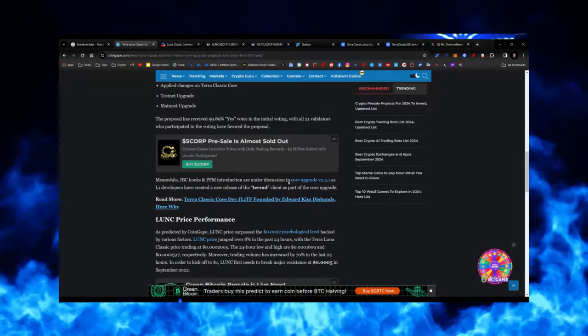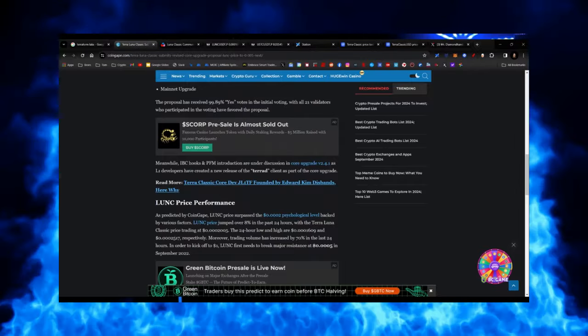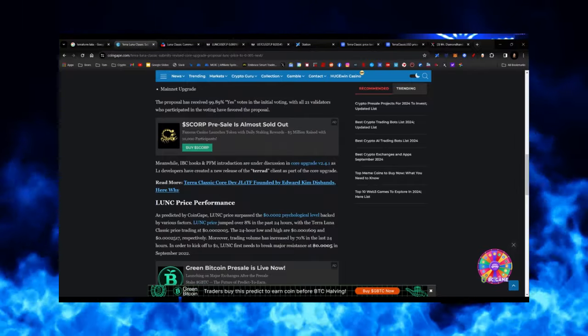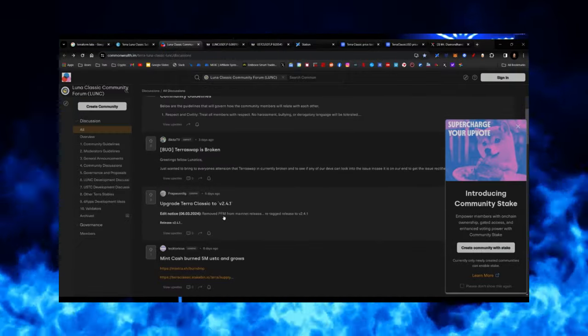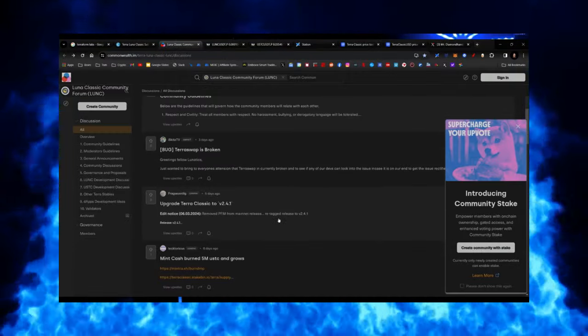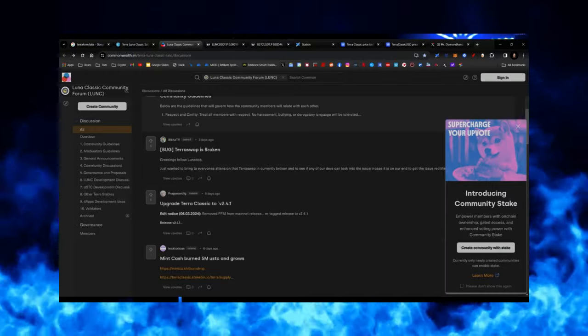The IBC hooks and PFM introduction are under discussion in core upgrade 2.4.1. That's on the Commonwealth, which you can find over here. I was reading the article about TerraSwap being broken here, but if you're interested, then Frag Wertig put up this proposal, so you can certainly go check that out. And the important part is making sure that your opinion is known to the Luna Classic crew. And look, if one of these validators does not vote how you want, and you're staking with them, unstake and move it to somebody who votes the way you want. Now let's go check out price action.